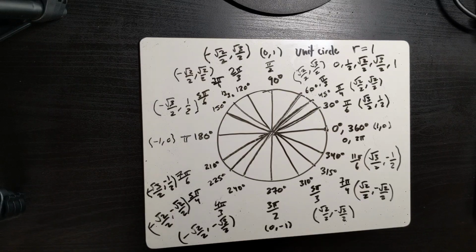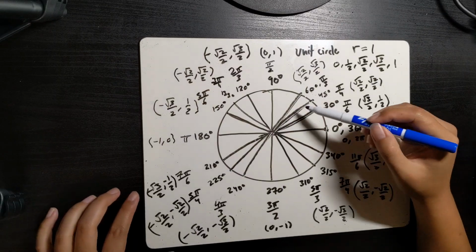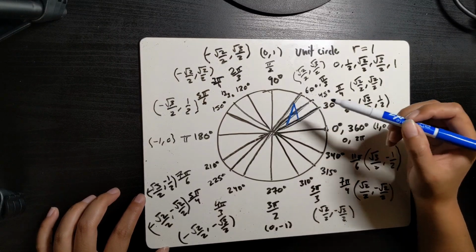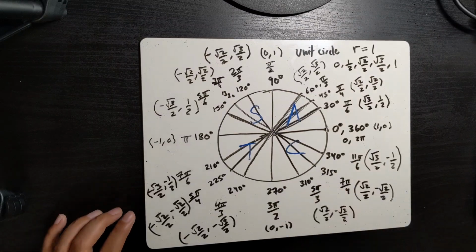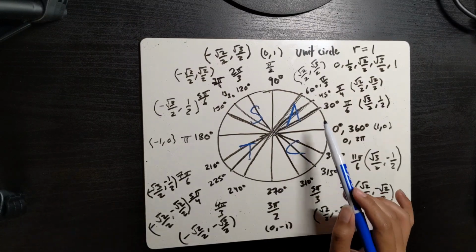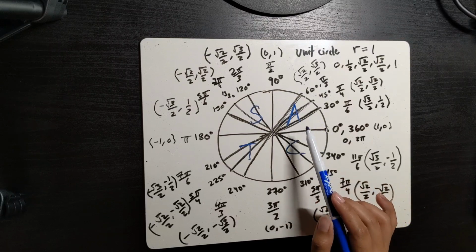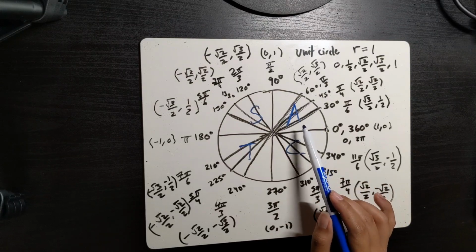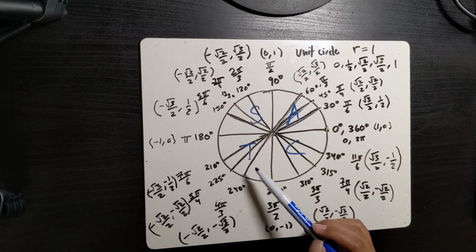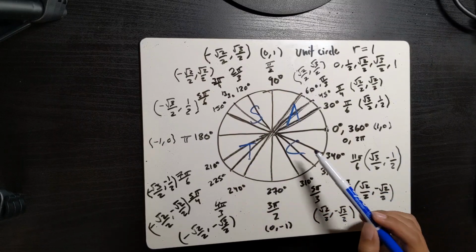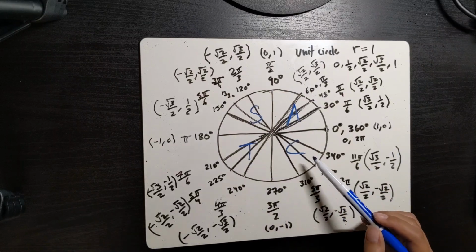So you see the pattern, and we don't have to memorize it if we understand it. One more thing to remember is: all students take calculus. Means that all in the first quadrant is positive. In the second quadrant, only the sine is positive. In the third quadrant, only the tangent would be positive. And in the fourth quadrant, only the cosine would be positive.